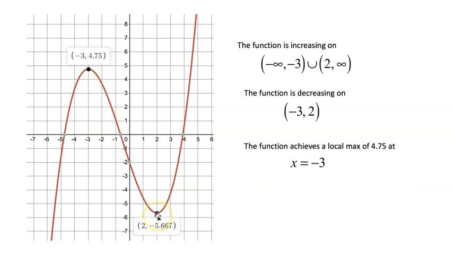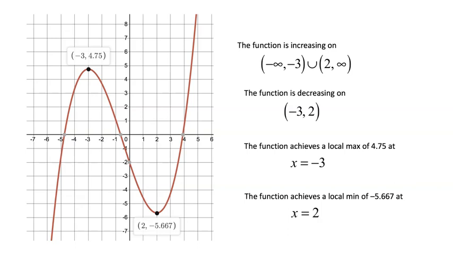Now, how about the minimum? Is this the lowest it ever achieves down here? Well, no, because it continues this way forever. So the same thing, around this value of 2, the function achieves a local minimum of negative 5.667. So indeed, that's what we say. The function achieves a local min of negative 5.667 at x equals 2. There is no absolute max. There is no absolute min.